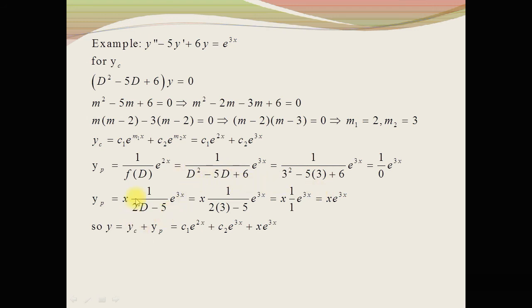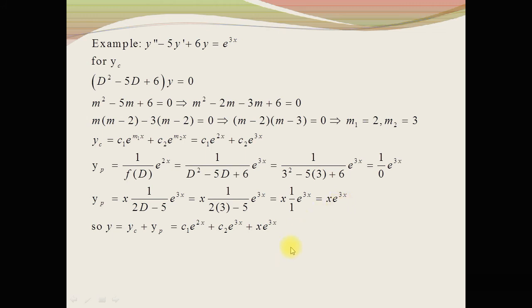5D plus 6. By the power rule, it is 2D minus 5, and the derivative of 6 is 0, and we put x at this position, outside of this operator. Now replace D by this coefficient 3, so 2 into 3 minus 5: 2 times 3 is 6, 6 minus 5 is 1. So the particular solution is equal to x e power 3x.